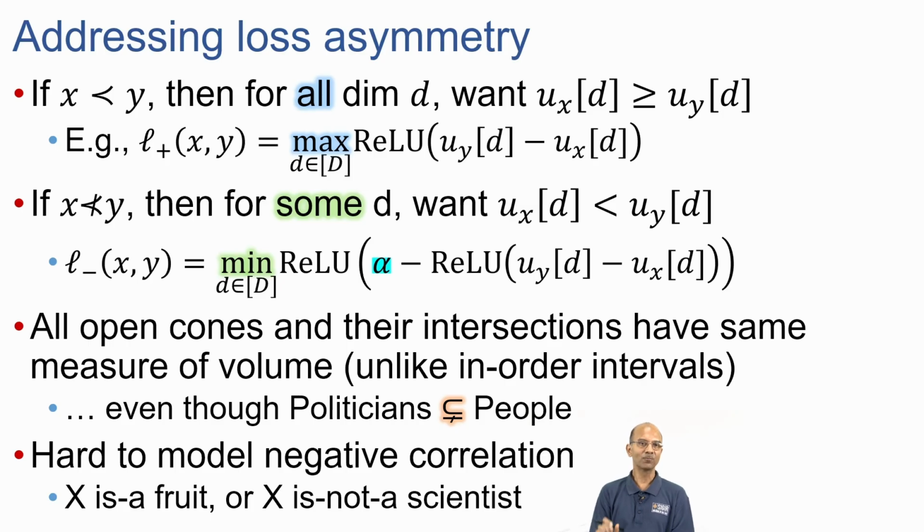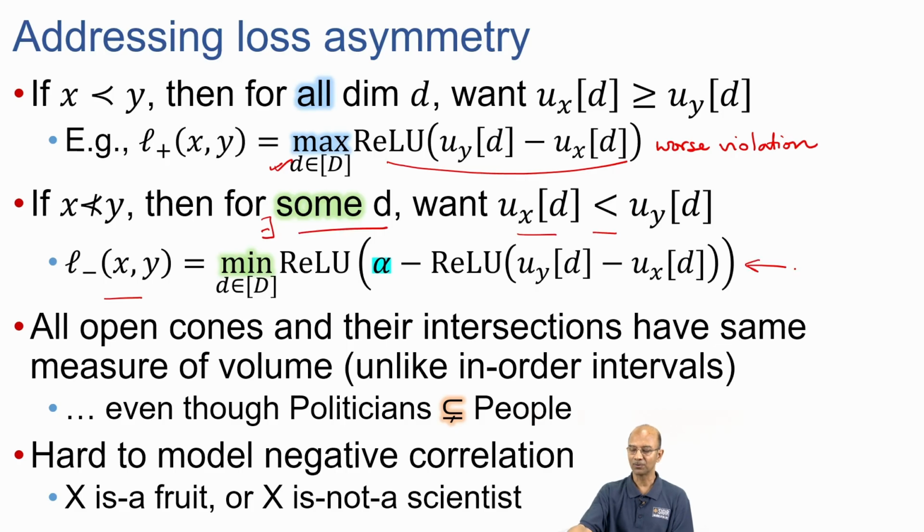If x is less than y, or x is a subtype of y, then for all dimensions d, we want u_x,d greater than or equal to u_y,d. And then we can implement L plus as the maximum. So over all the dimensions, what is the worst violation? Okay. Whereas if x is not supposed to be a subtype of y, then there has to exist some dimension where u_x,d is less than u_y,d. And that can be translated, you can verify it in exercises, with this L minus expression over here.